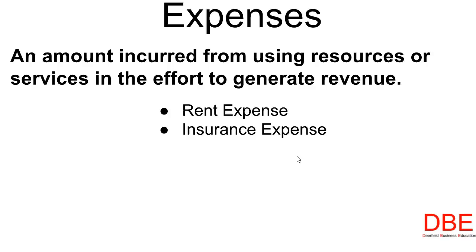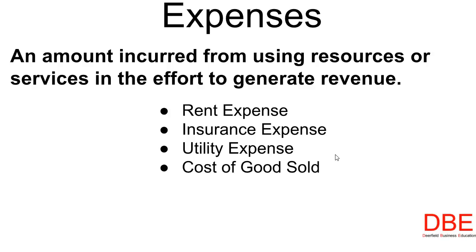So rent expense, if I'm a business and I am paying a lease, rent expense would be one. Insurance expense, so businesses have to insure themselves, so that would be insurance expense. Utility expense, paying utilities, electricity, gas, garbage, whatever types of utilities they incur. And then this one is cost of goods sold. So all of them pretty much have the word expense except for cost of goods sold.